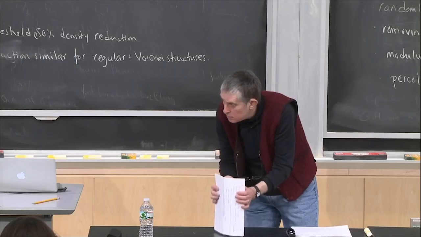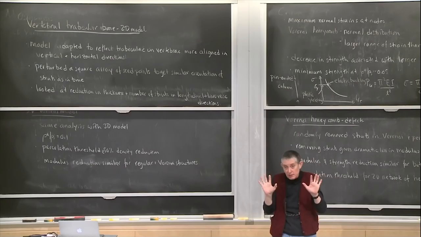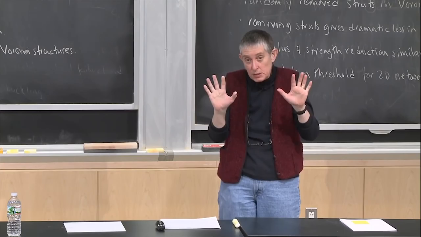Yeah? So the percolation threshold is, say you have some network and you start removing things. If you remove enough, you have two separate pieces of things, right? If you remove enough struts, you have two separate pieces. That's called the percolation threshold. So why do you want to know why it's called that?